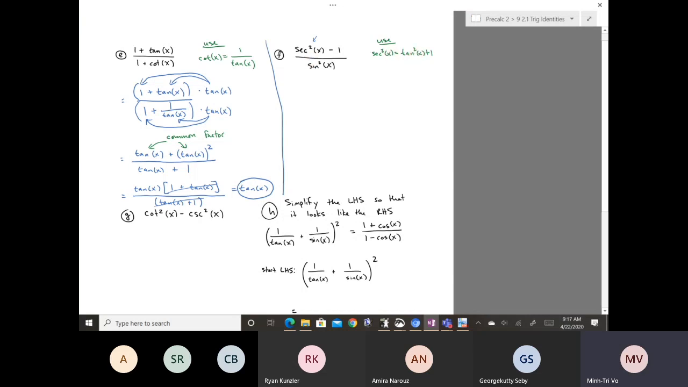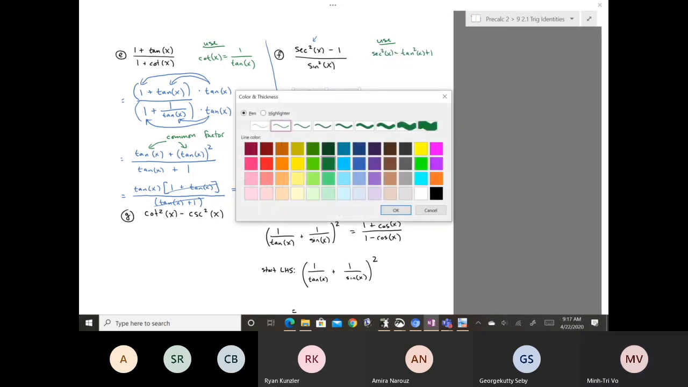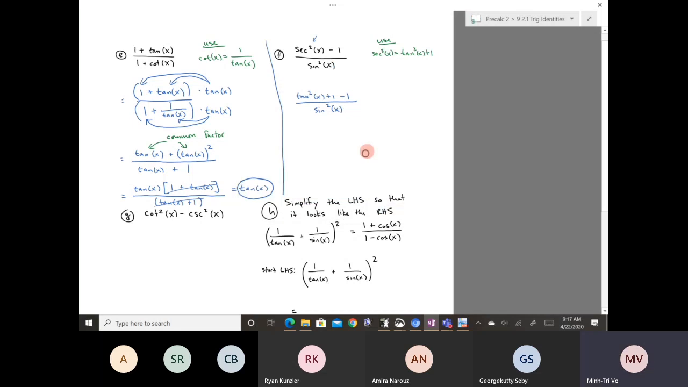So this goes in here, right? So what do I have? Tangent squared x plus 1 minus 1. Right? So this plus 1 and then this minus 1, over sine squared x. Oh, this should be in blue. Okay, so plus 1 and minus 1, that cancels out. So what am I left with? Tangent squared over sine squared.